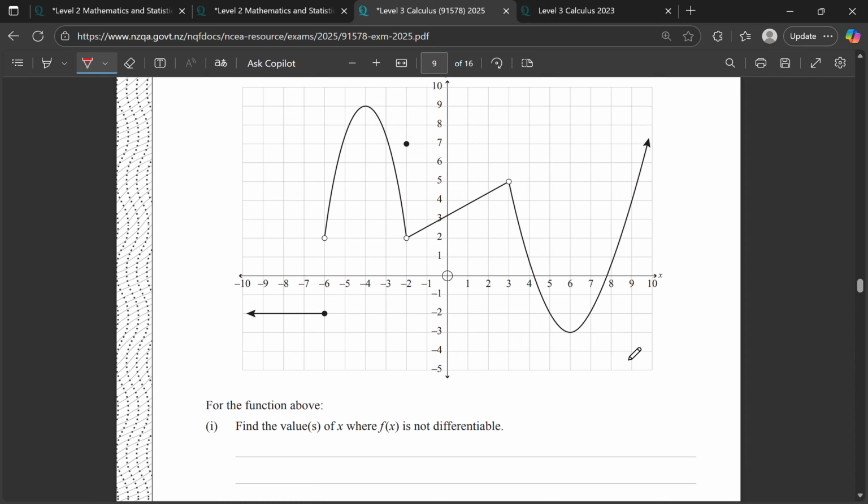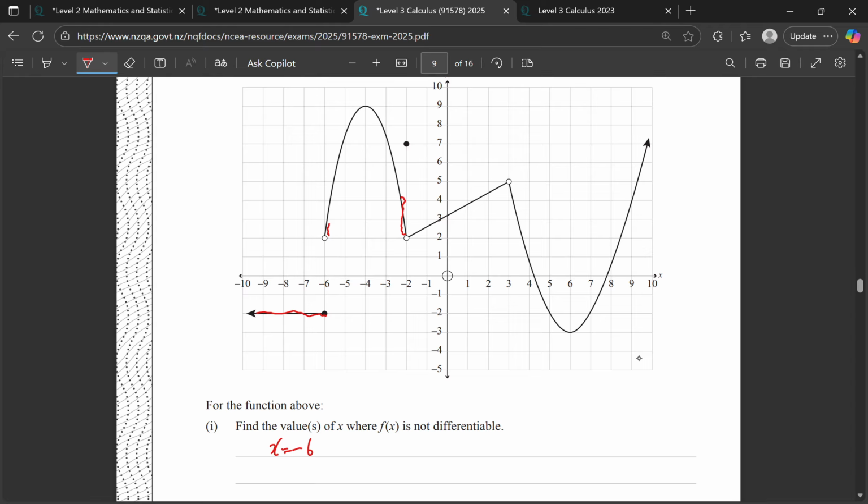Now, not differentiable. Two conditions. One, jump. So like this, from here to when I draw this, I have to lift up my pen and then I can start from there, right? So obviously I can't differentiate when x is -6. So that's not differentiable.